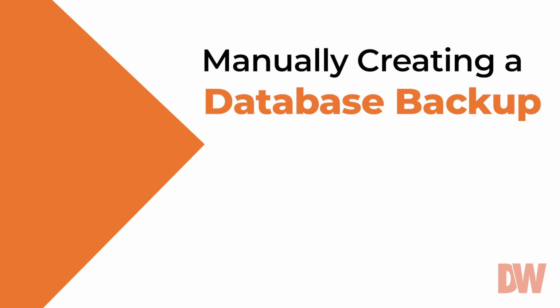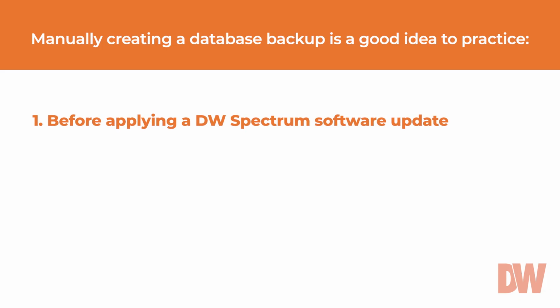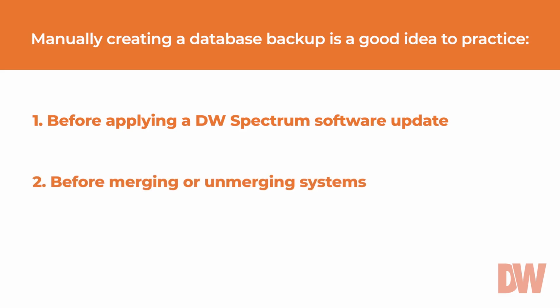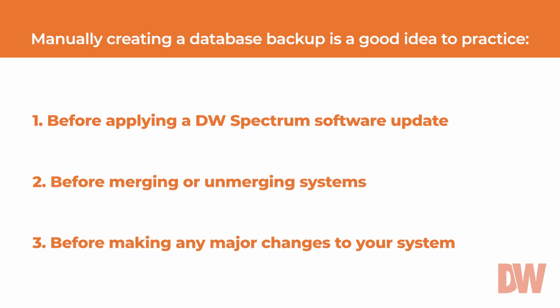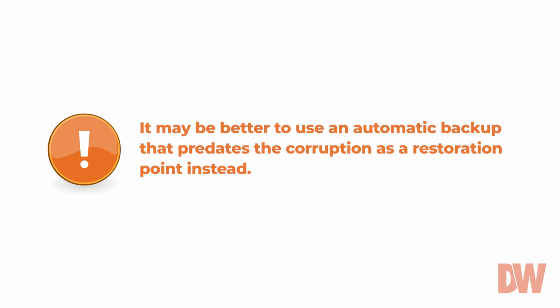If your DW Spectrum system must be restored, you can use a database backup file as a save point for easier recreation. While automatic backups can be a convenient way to ensure that system settings are saved, the system owner can manually prompt a database backup through the DW Spectrum client. Manually creating a database backup is a good idea to practice before applying a DW Spectrum software update, merging or unmerging systems, or generally before making any major changes to your system. Note: do not create a manual database backup if you suspect that the database has been corrupted. It may be better to use an automatic backup that predates the corruption as a restoration point instead.